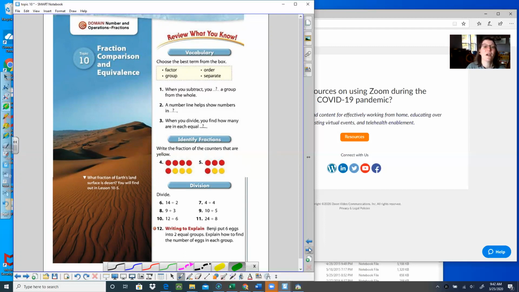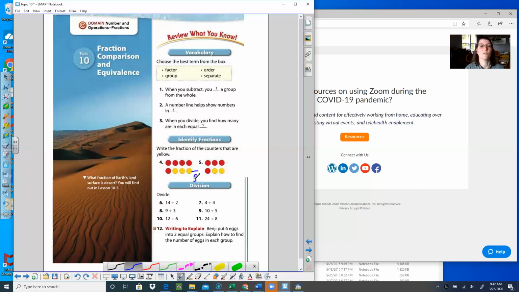Okay, identify fractions. Write the fraction of the counters that are yellow. So first thing you should be thinking is how many are in each group? That is my denominator. So as I'm looking up here, I'm thinking 2, 4, 6, 8. So my denominator is what, everybody? Hopefully you're thinking 8. So I'm going to write 8 real quick.